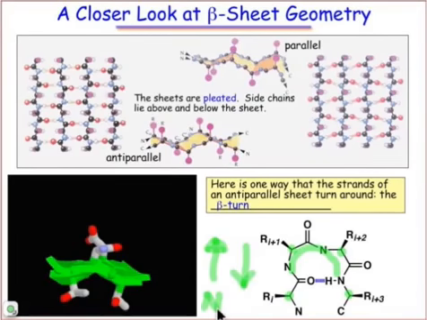So we're going to have an N direction, we'll have a C direction, and by making this turn, we're going to be able to get adjacent strands to run anti-parallel to one another. That's known as the beta turn.